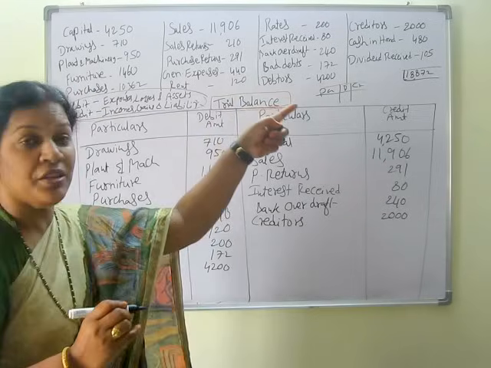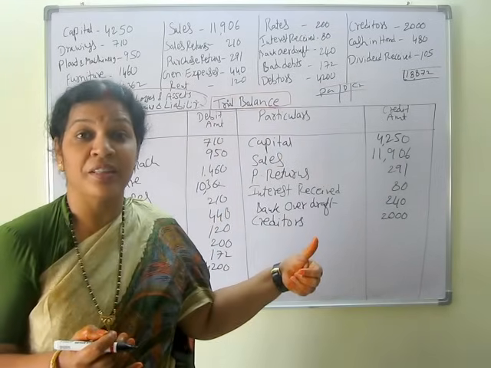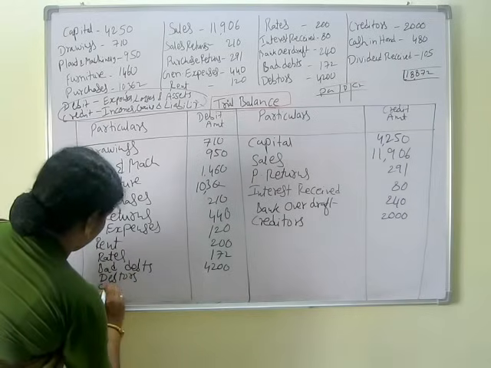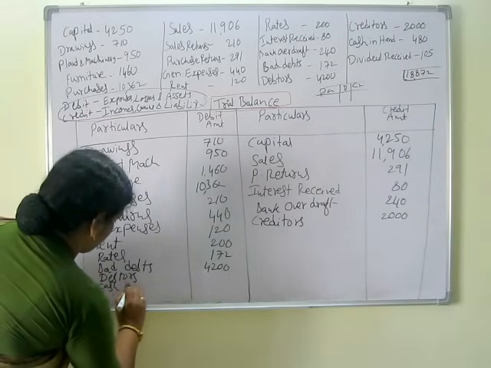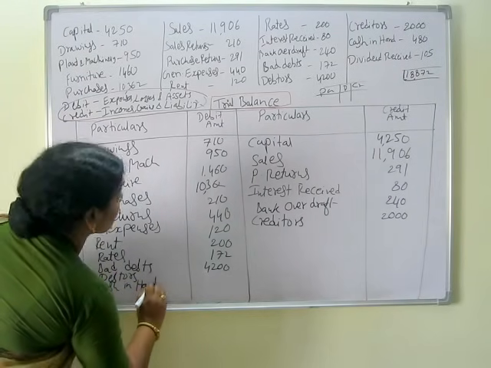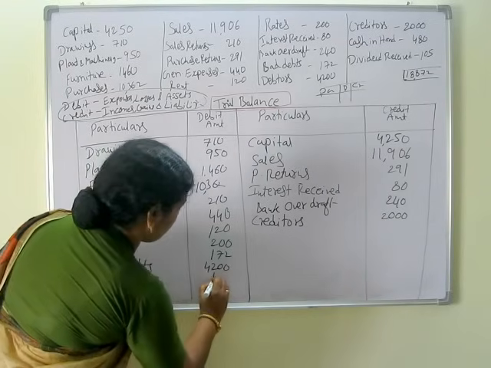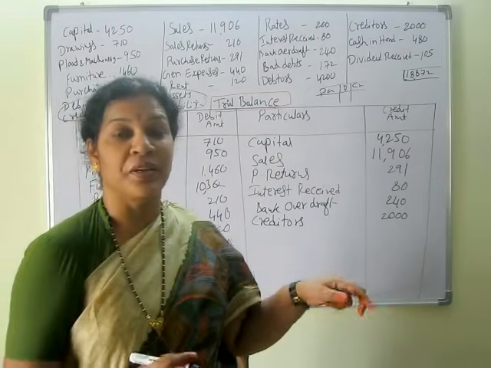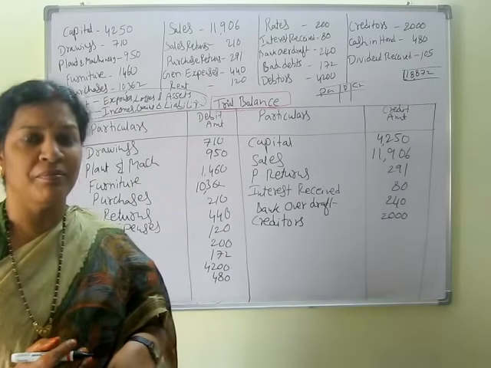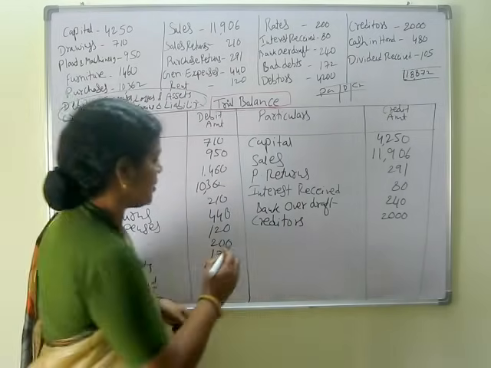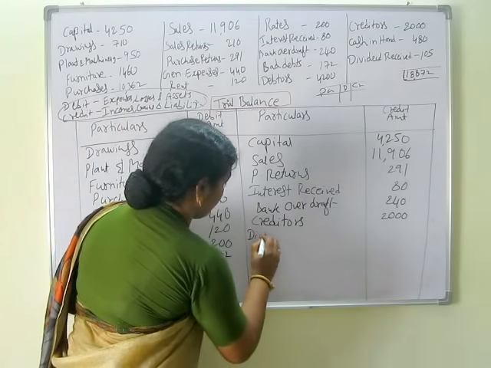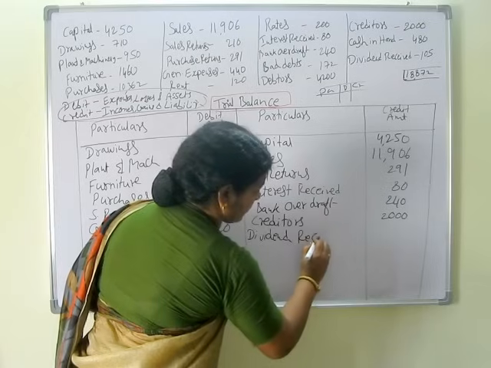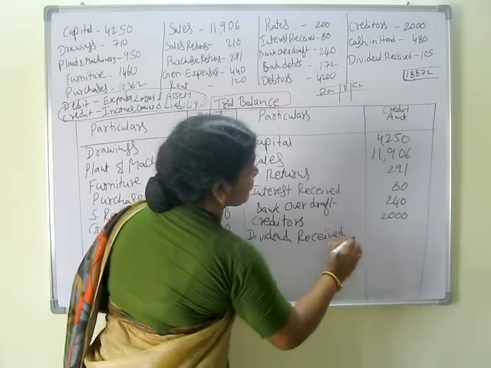Next, cash in hand. We have cash in hand. That's an asset, so cash in hand goes on the debit side. How much? 480. And the last amount, dividend received. We are receiving dividend, which is income. All the incomes will be on the credit side. 105.